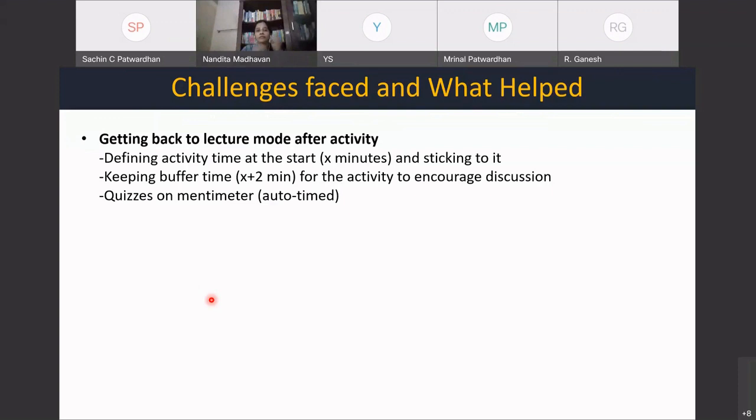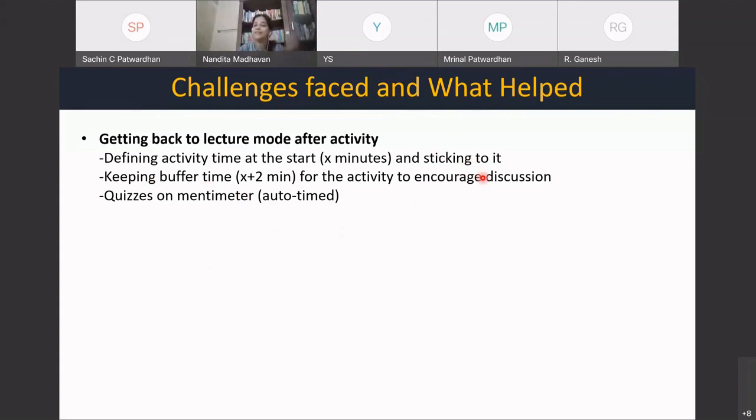If you saw the part of the Excel sheet I had shown earlier, I had written 5 minutes there, but typically to the students, the activity would require say 3 minutes. And I would stick to that 3 minutes and stop the activity at that point. Keep some buffer time of 2 minutes, so that it encourages discussion between students. So this has helped keep track of time.